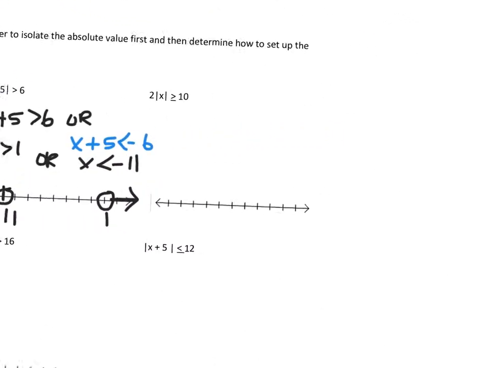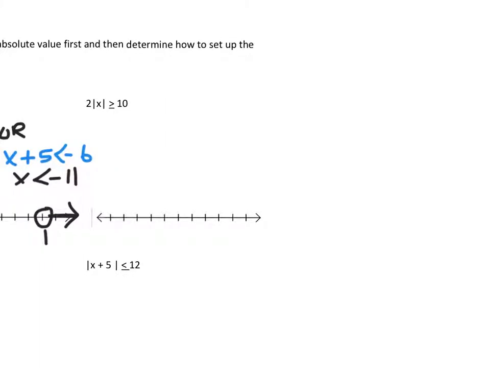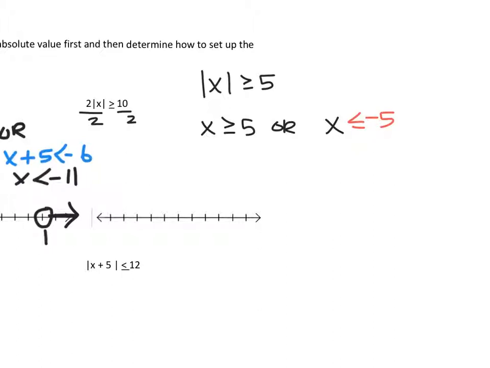Okay, third one. You want to get the absolute value by itself first. So I'm going to divide both sides by 2. So I have the absolute value of x is greater than or equal to 5. So the absolute value is greater than or equal to 5, so I'm going to make an OR. I'm going to do x is greater than or equal to 5, or x is, and you're changing both of these symbols. You're changing this to be a less than or equal to, and you're changing the 5 to be a negative 5. So x is greater than or equal to 5, or x is less than or equal to negative 5.